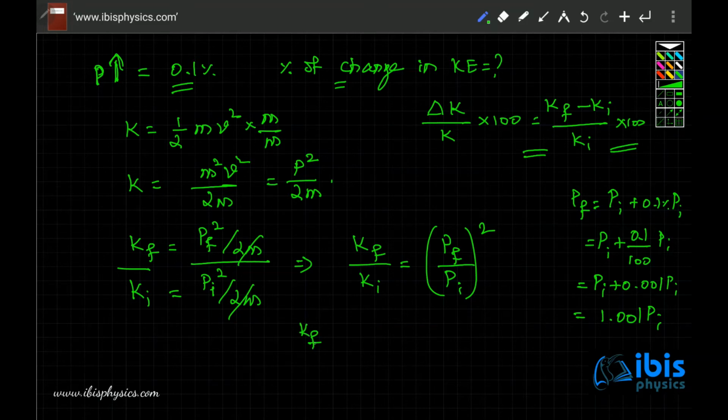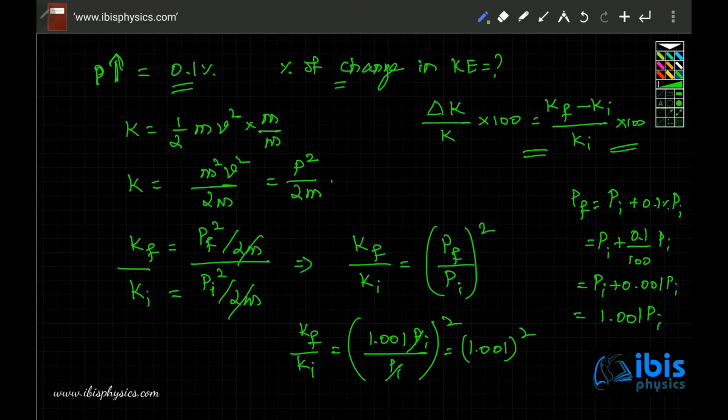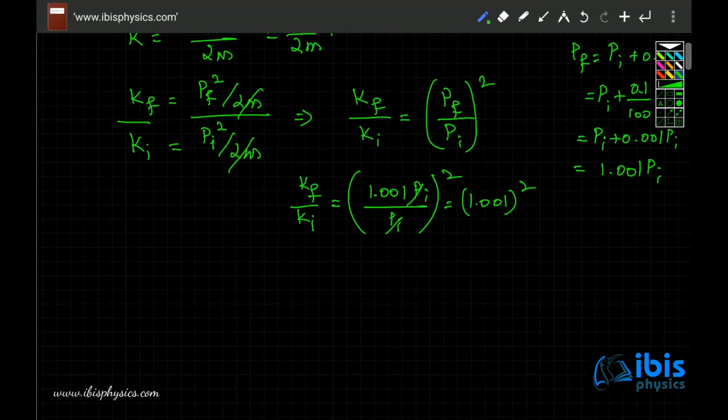So K final by K initial is the final momentum, which is 1.001 P initial divided by P initial, the whole squared. When you cancel this out, 1.001 the whole squared. What is the value of 1.001 the whole squared? It is actually 1.002001. This is K final by K initial.